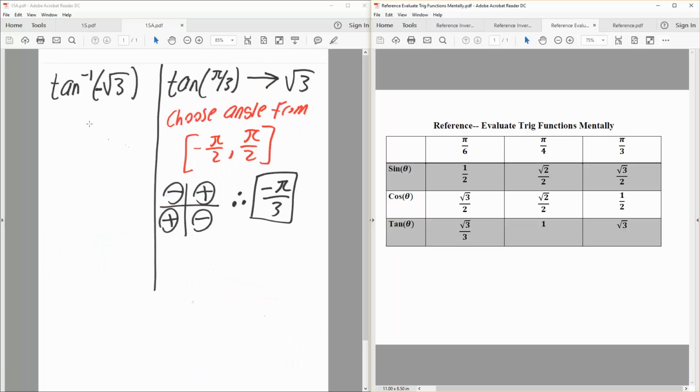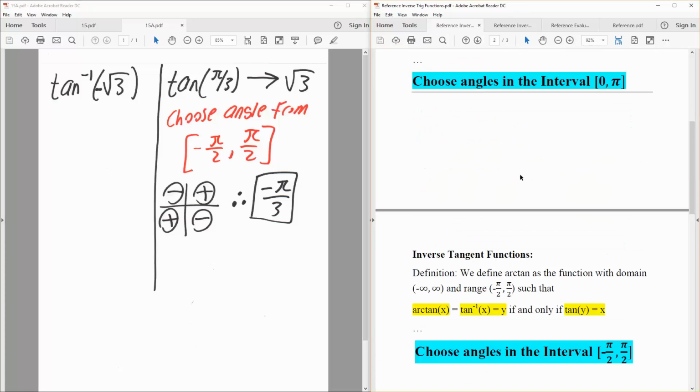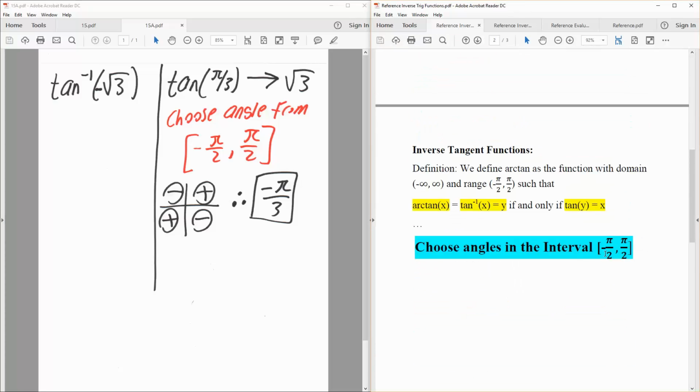And the last question is tan inverse, parentheses, negative square root of 3. So how can we get square root of 3 for tan? So we know that tan pi over 3 would give us square root of 3. So that's why you say pi over 3. And next, we need to know what angles can we choose for inverse. So for tan, we can only choose negative pi over 2 to pi over 2.